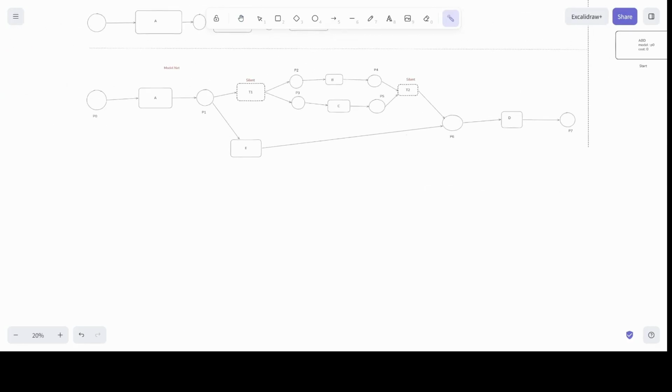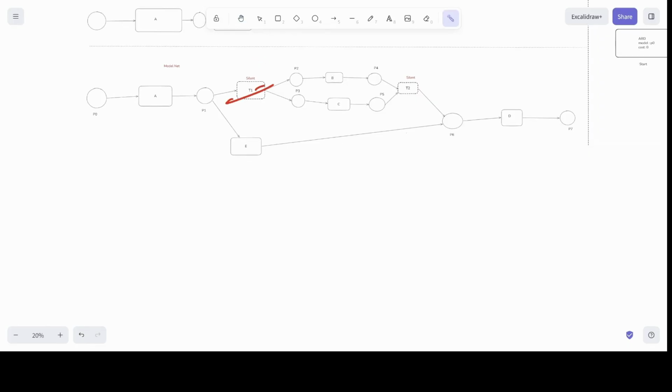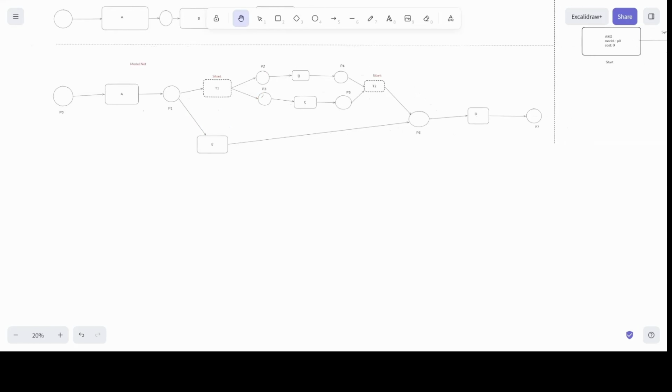So here, when we fire T1 and we go from having a token here to a token here, it costs us 0. So first of all, we decided to follow this path, of course, and we have 2 tokens here, and it costs us 0.